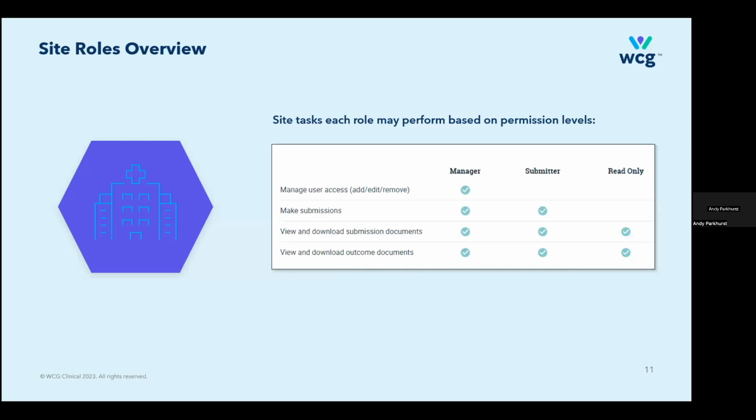In terms of site roles and what they have access to, if you have read-only access for the UCLA workspace, you can download both submission and outcome documents. If you have submitter access, you can do both of the previous things, but also make submissions on behalf of that workspace. And then if you're the manager, or a manager rather, because there can be more than one, you have all of the above, plus you can manage user access and add, edit, or remove people and their access levels in that workspace.